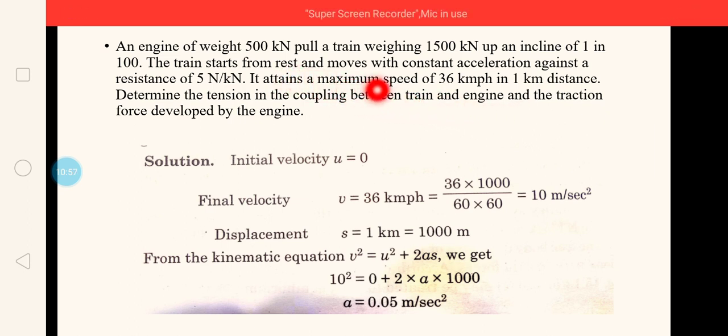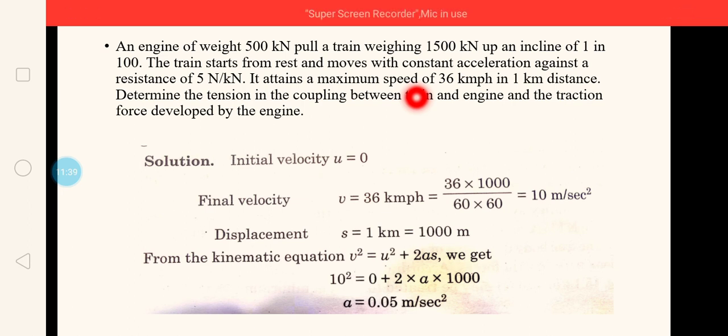The train starts from rest, so initial velocity u is equal to 0, and moves with a constant acceleration against a resistance of 5 Newton per kilonewton. So each kilonewton will have a resistance of 5 Newton. How will you find the total resistance? That is the frictional resistance it is talking about. If 500 kilonewton is there, then 500 into 5 will be the total resistance. For 1500 kilonewton, 1500 into 5 Newton will be the total resistance. Resistance always acts opposite to the direction of motion, keep that in mind.